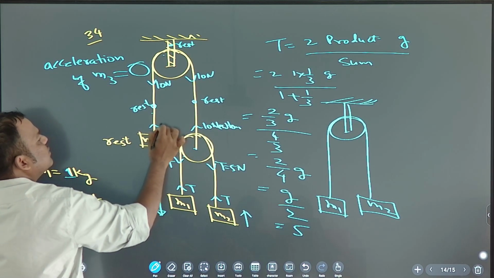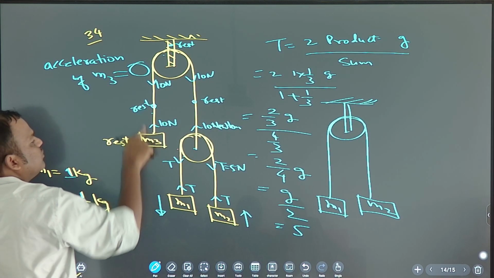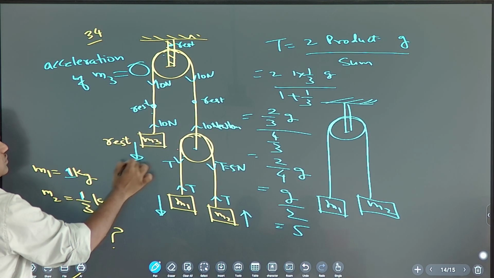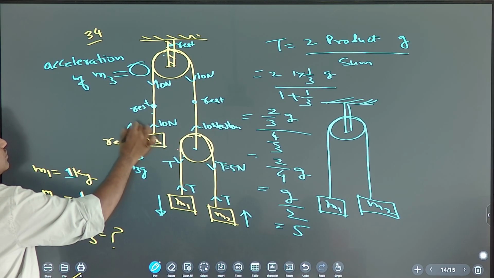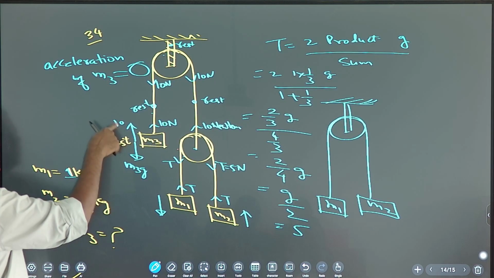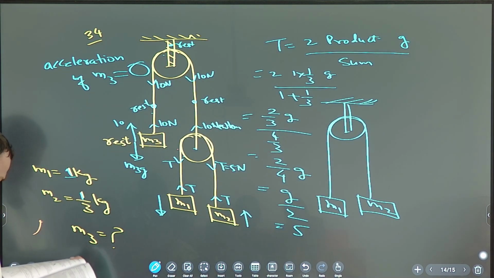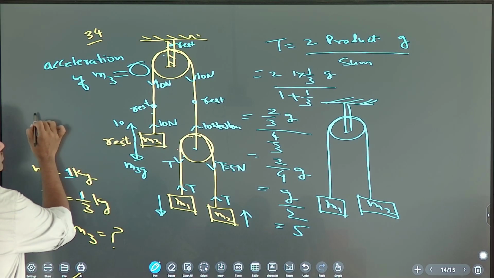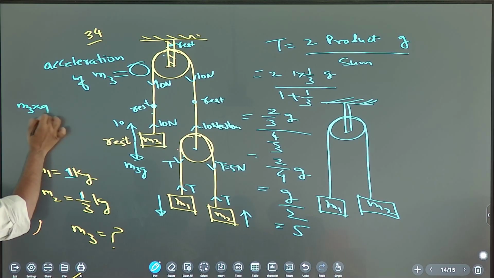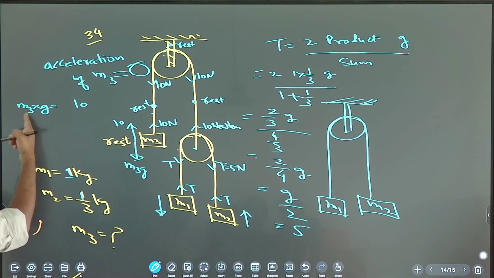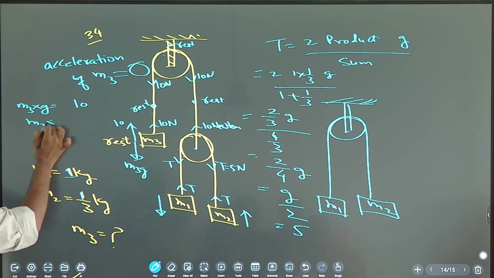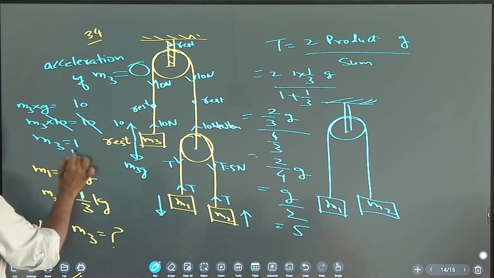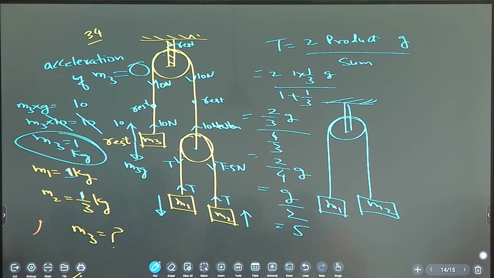So what is tension here? 10 Newton, but it is at rest. So what is the downward force? M3g. Both are equal, so M3g is equal to 10. So what is M3? 1. M3 is 1 kg.